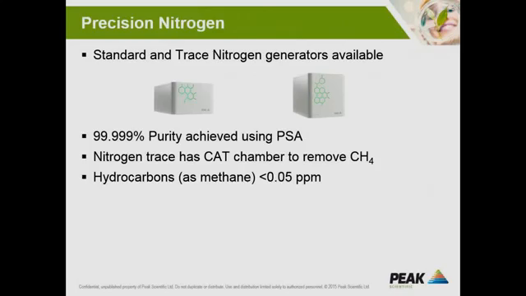The difference between the two systems is that the nitrogen trace system has a catalyst chamber which removes CH4, methane. The reason that we have this is for any applications that require CH4 free gas. This just offers better purity because you can't actually trap CH4 using gas traps. And the hydrocarbon level is 50 ppb, or 0.05 ppm.